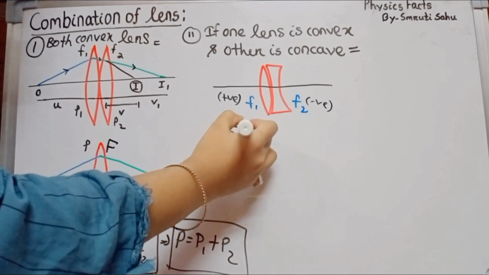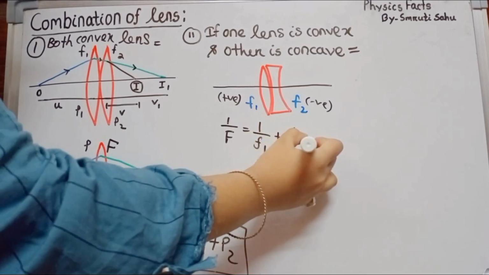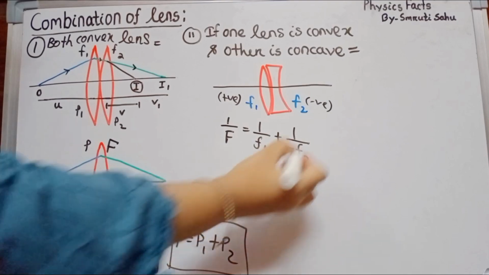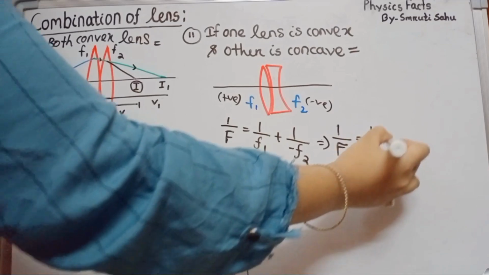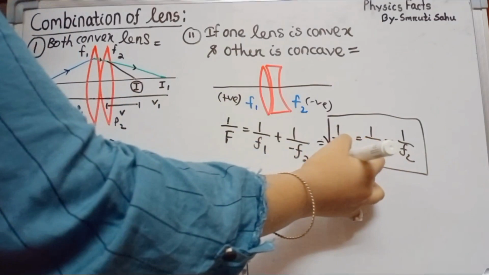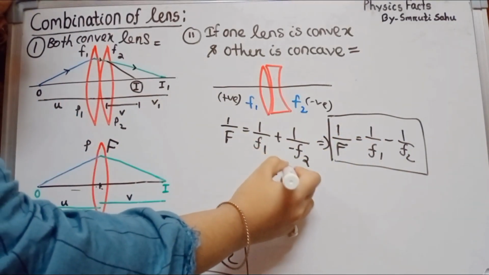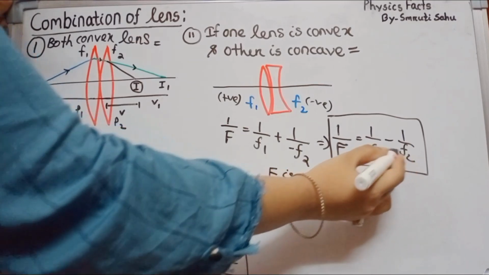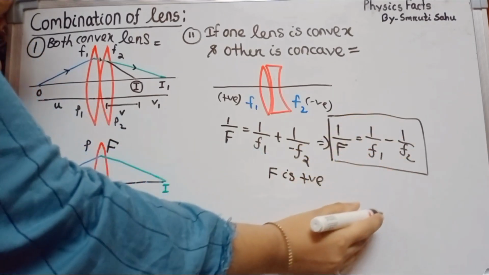That 1 by f equals 1 by f1 plus, for concave lens we know that the focal length sign convention is negative, so minus f2. Okay, so as we have written, 1 by f equals 1 by f1 minus 1 by f2. Now student, here we take three conditions. If f is a positive value, that means we put the focal lengths of f1 and f2 for both convex and concave lens and solve the equation.